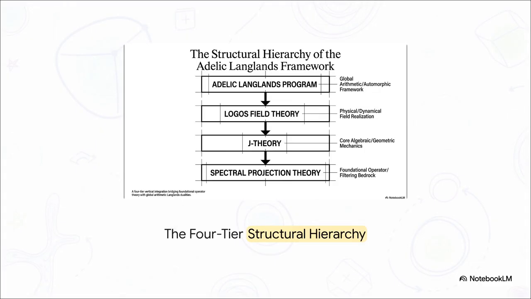Think of this 4-tier structural hierarchy as our vertical map for the day. We are going to start at the very bottom tier. That's spectral projection theory, our foundational operator and filtering bedrock. From there, we'll ascend vertically, moving right through J-theory, which handles all our algebraic and geometric mechanics, and then up into logos field theory, where we get our physical field realization. And finally, the whole shebang culminates at the very top in the global Adelic Langlands program.